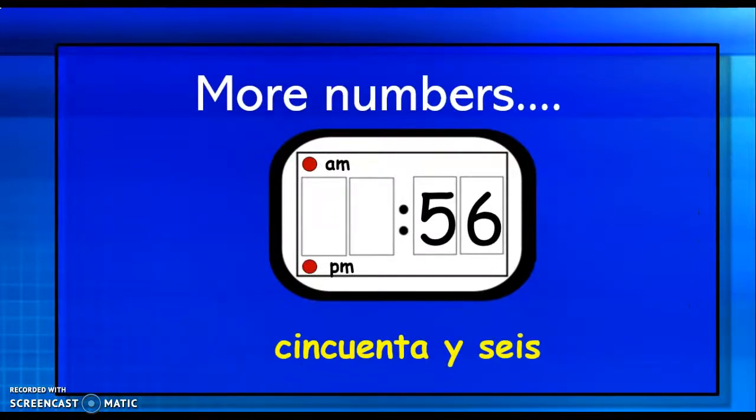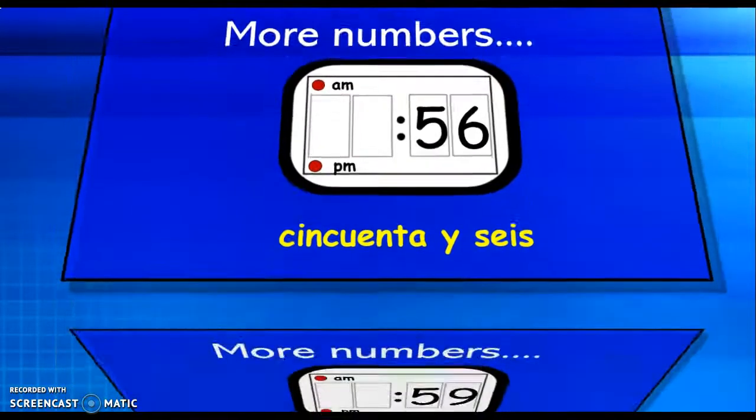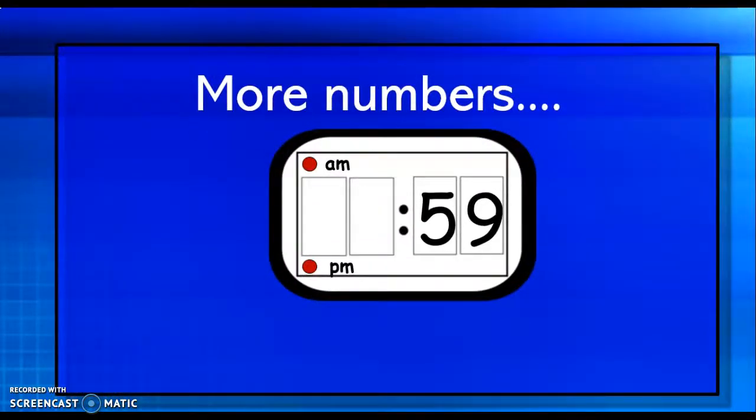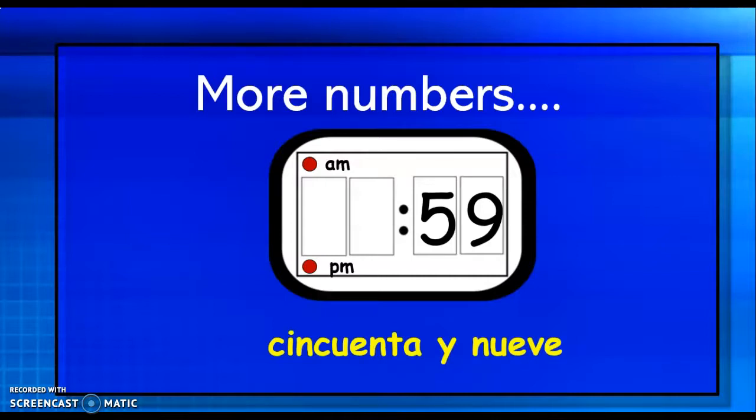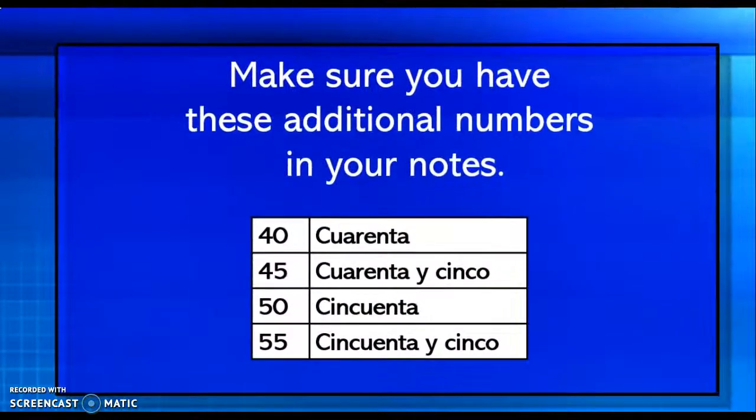56. 59. So those are all the numbers that you will need in order to talk about time. So if you did not put these numbers down in your notes, please add them, 40, 45, and of course everything in between, and 50, 55. Okay, if you need to pause to write those down, make sure that you have those in your notes.